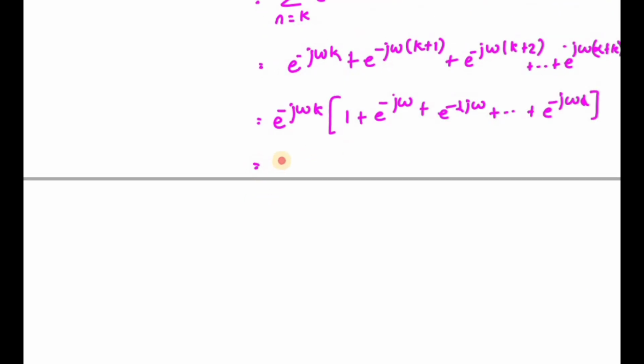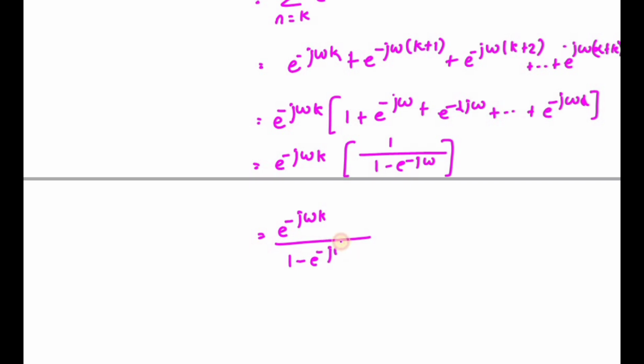So this I can write as e power minus j omega k. The formula for this one is 1 divided by 1 minus e power minus j omega. That is a formula. So the answer of this one is e power minus j omega k divided by 1 minus e power minus j omega.